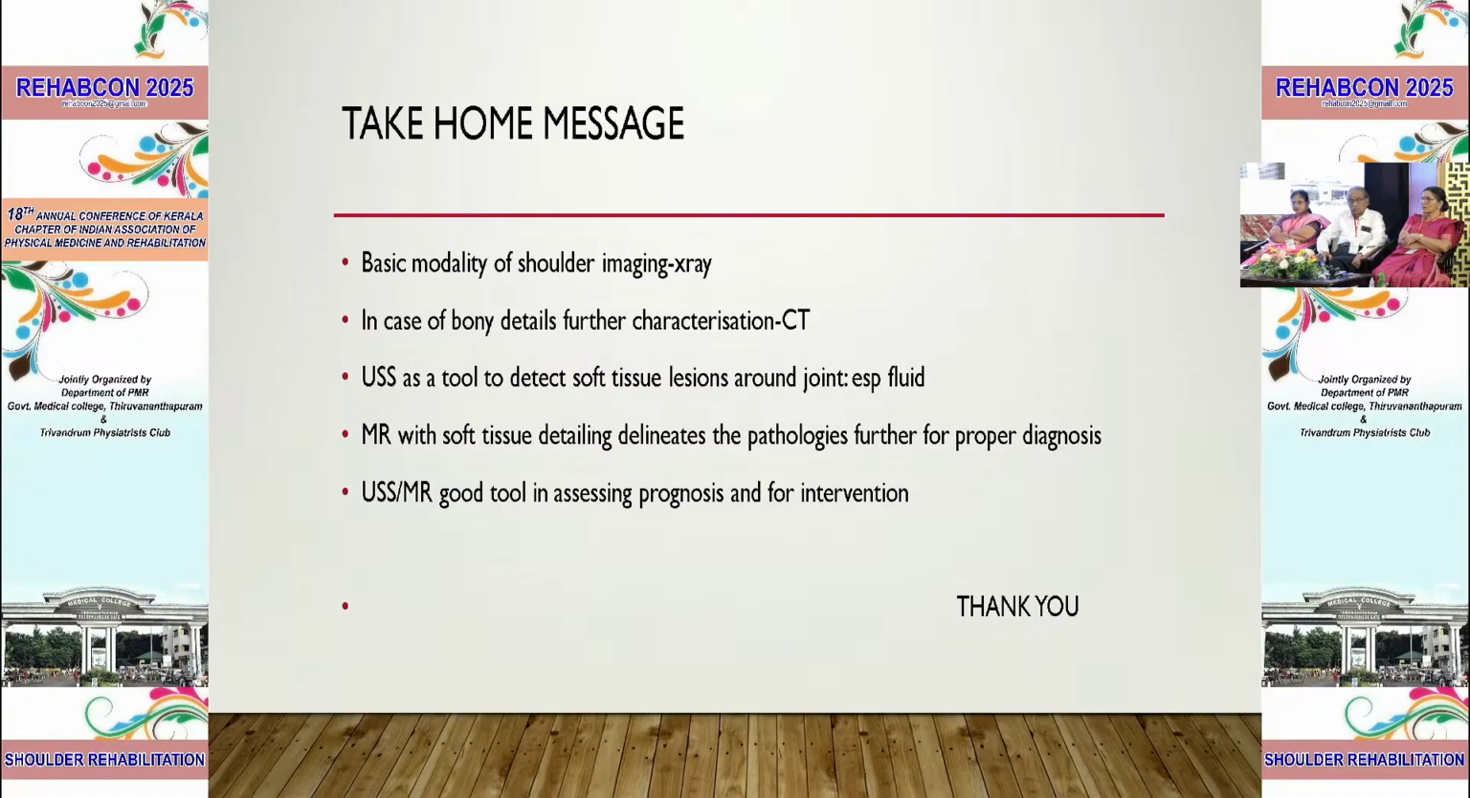The take-home message is that MRI, with soft tissue detailing, delineates the pathology further for proper diagnosis, and most important, US and MRI for prognosis and intervention. Now we have done a lot of intervention with ultrasound and MRI. Prognosis wise, you do it in whatever way you're treating a patient. As far as the imaging is concerned, MRI is the gold standard for detecting all pathologies. But you have to have a methodical approach with X-rays, ultrasound and MRI, and if you need, a CT.